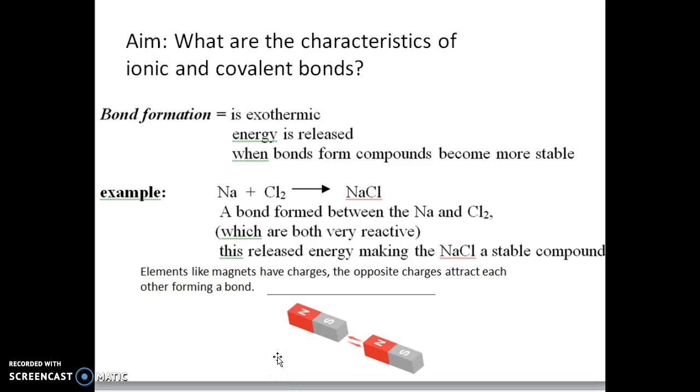All right, tonight we're going to be talking about ionic bonds and covalent bonds. And before we start that, we got to talk about what is a bond and what is bond formation. Well, I want you to think about a bond in terms of magnets.